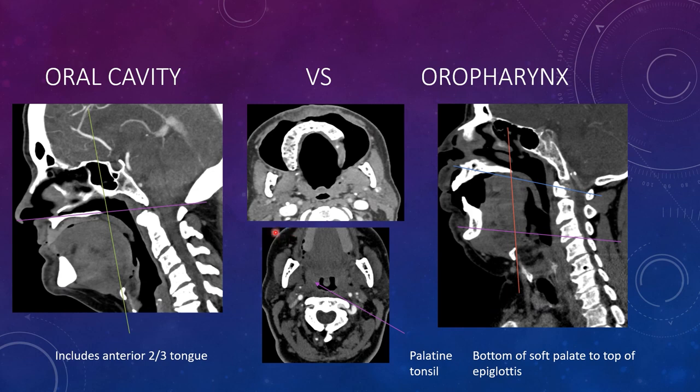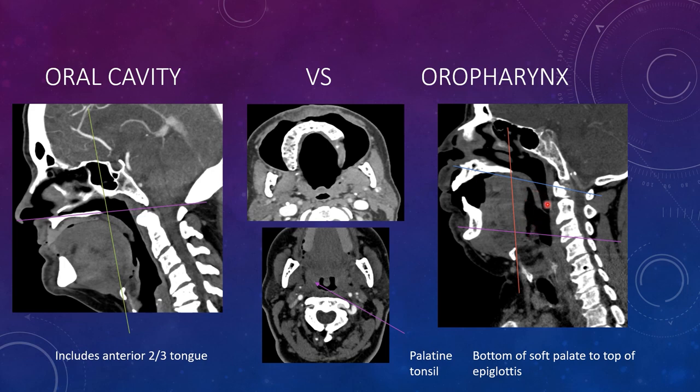For oral cavity versus oropharynx, the oral cavity includes the anterior 2/3 of the tongue. So think of it as the edge of the hard palate anteriorly. So it involves the gingiva, portions of the soft palate, that oral tongue. Whereas the oropharynx is from that tip of the hard palate posteriorly to the spine, and it goes from that soft palate, including the uvula, to the top of the epiglottis.